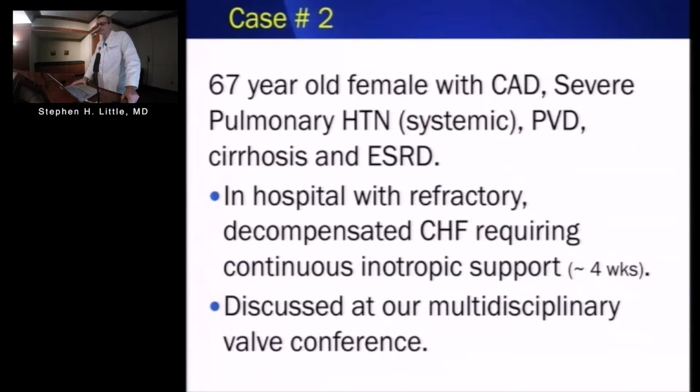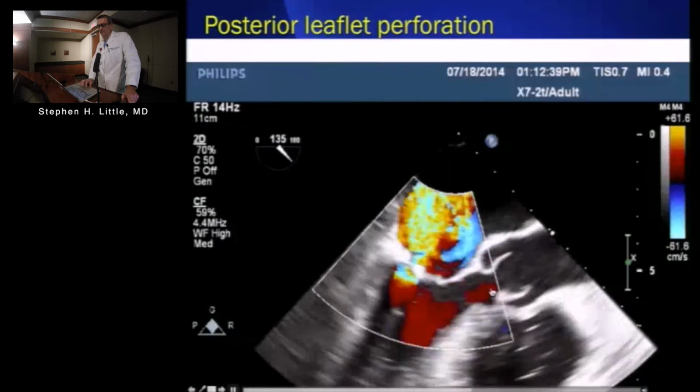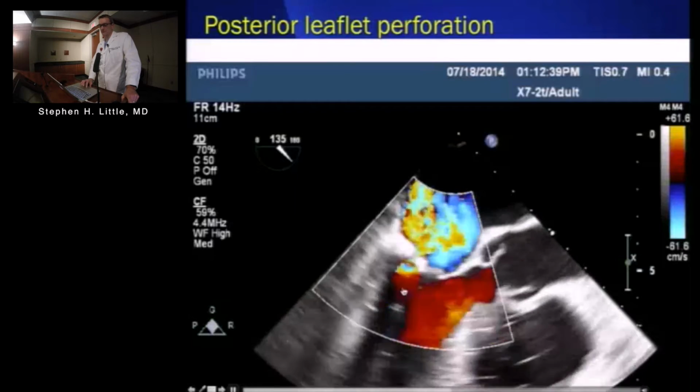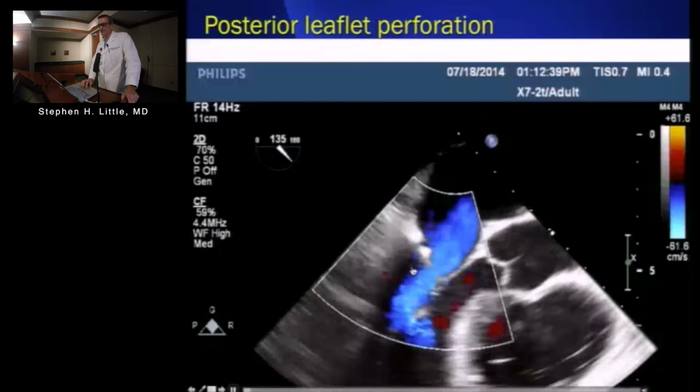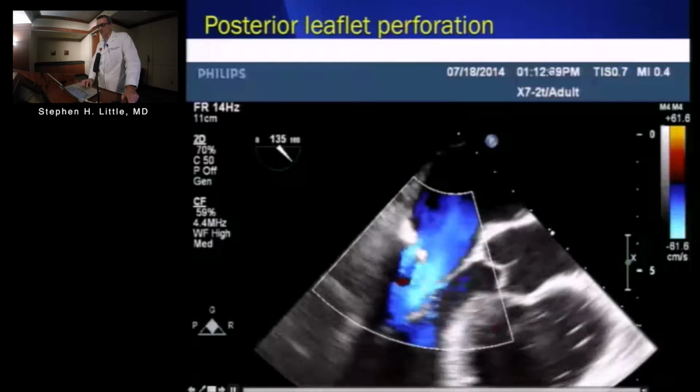A 67-year-old, with lots of reasons that she's very high operative risk: cirrhosis, end-stage renal disease, pulmonary hypertension, and she's got decompensated heart failure, in hospital for a month on inotropes for the last several weeks. Prohibitive surgical risk. This is her echo. A nice normal aortic valve, which doesn't matter in this case, but she's got a thickened posterior leaflet with a perforation through a portion of the posterior leaflet with central coaptation that looks okay.